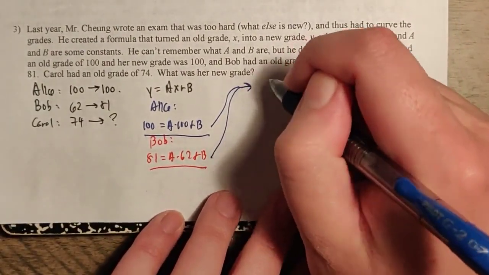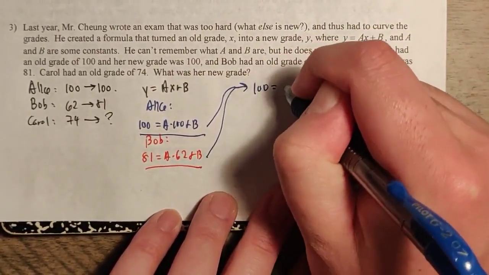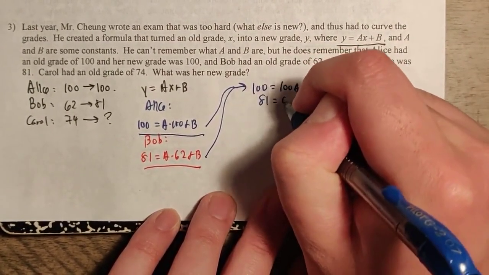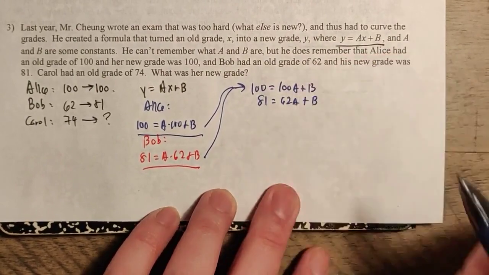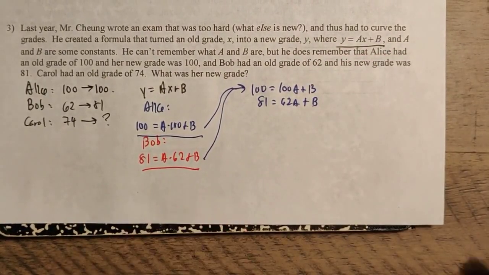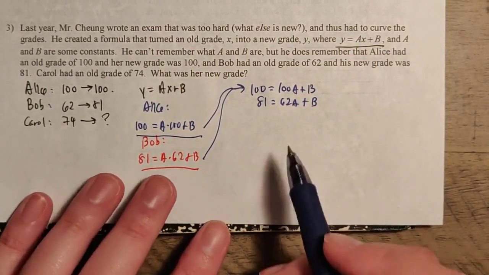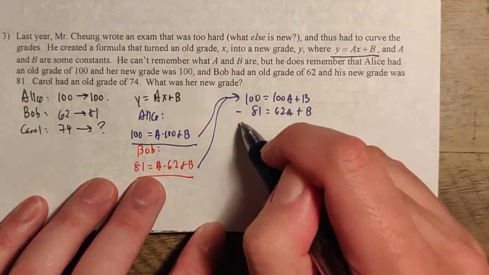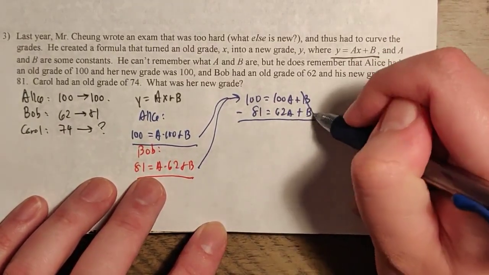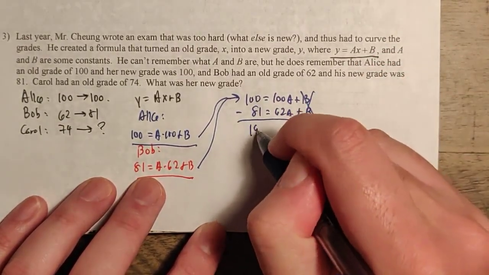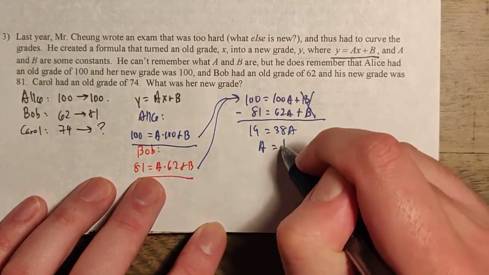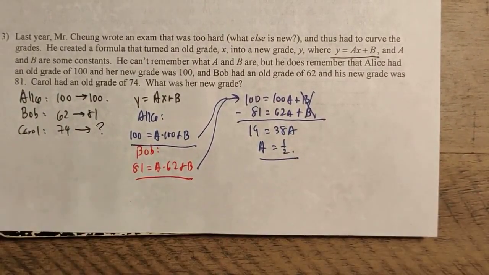So let's go ahead and rewrite this. This is 100 equals 100a plus b. And we also have 81 equals 62a plus b. Okay, now if you remember how to solve systems of equations, this is pretty straightforward here. We see that there's a b in both of these, so I can just cancel them out by subtracting the equations. So I'm going to do that. We get rid of the b's here. You'll get 19 equals, I believe, 38a, and that's very convenient because that tells you that a is 1/2. Okay, so a is a half here.